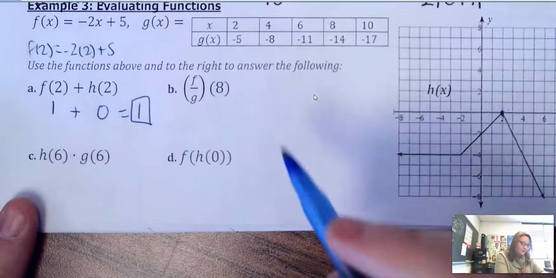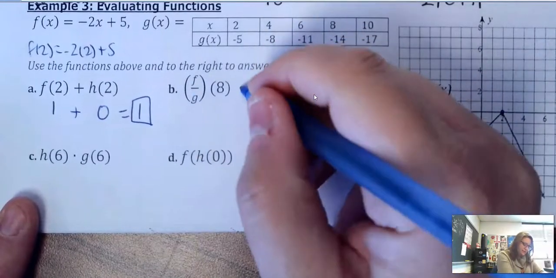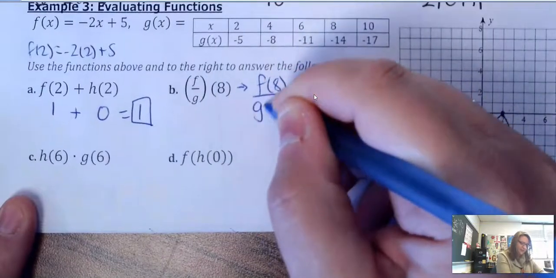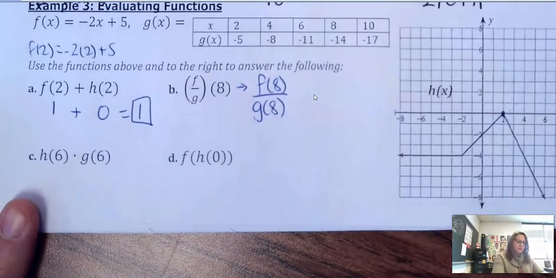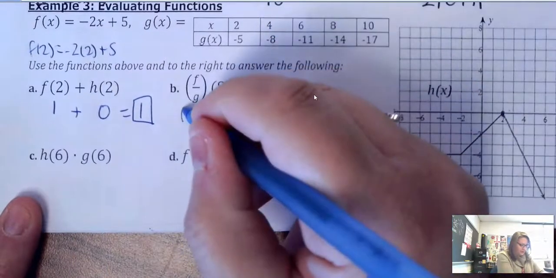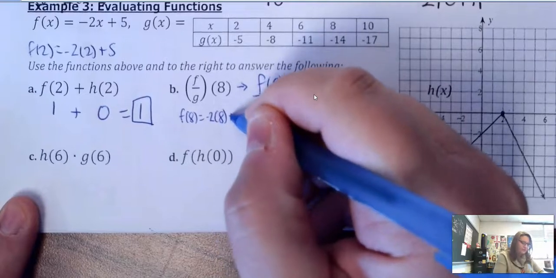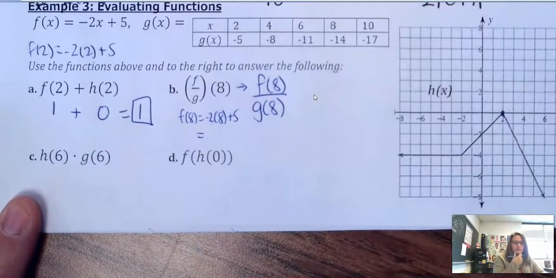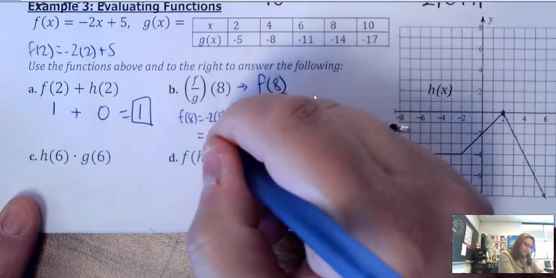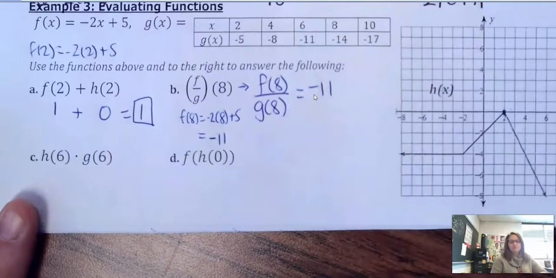All right, this one says f divided by g of 8. This is the same thing as f of 8 divided by g of 8. So for f of 8, we're going to use the equation. f of 8 would be negative 2 times 8 plus 5. That's going to end up being negative 16 plus 5, which is negative 11, so the top of the fraction would be negative 11.